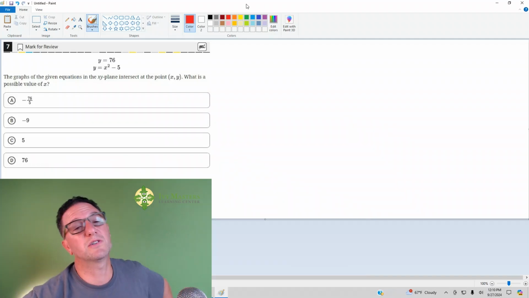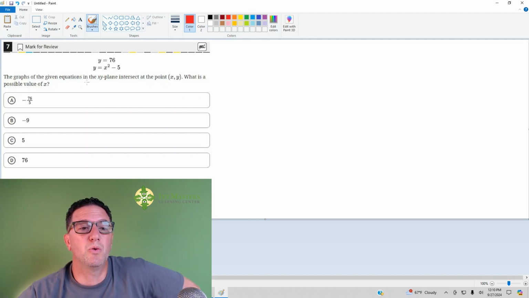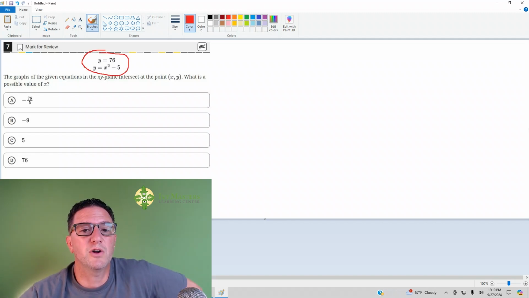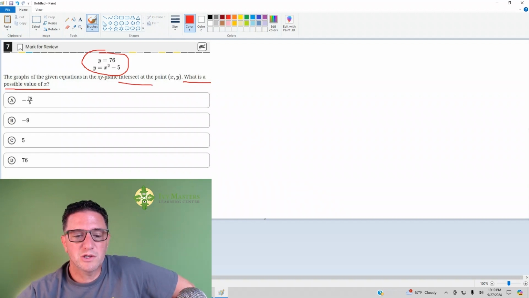There's a seventh question from Digital SAT Test 3 Module 1. You've got a system of equations and it's asking for the possible value of x at the intersection point. The easiest way to do it, just plug it into Desmos.